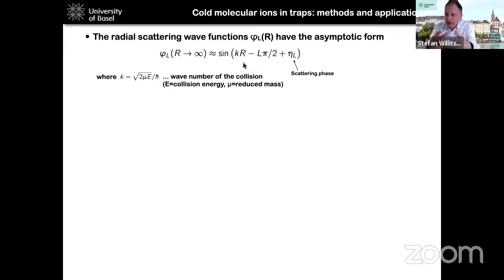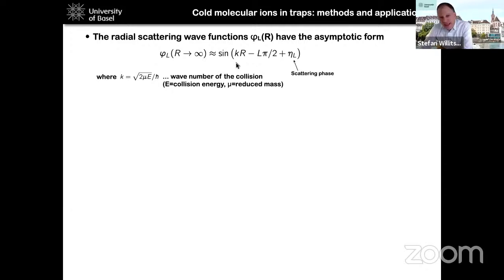Because in a typical experiment, any detector that we use to detect the outcome of collision events is far away from the microscopic collision region where the two particles collide with one another. So what we essentially can measure is the wave function far away from the collision centers. And this is why we are only interested in the asymptotic form of the solution. And this is the asymptotic form of the solutions that we get.